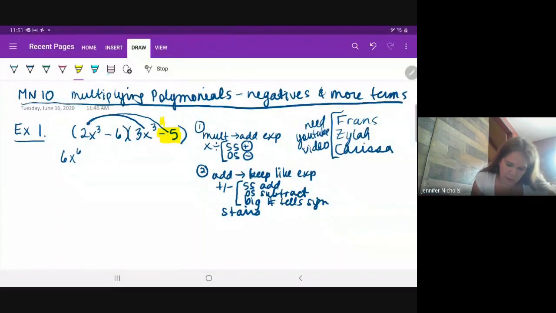So this is like Mr. 5. Oops, let me change my color. This is like Mr. 5. Okay, so what's 2x cubed times 5? Let's just forget about the positive and negative sign for a moment.